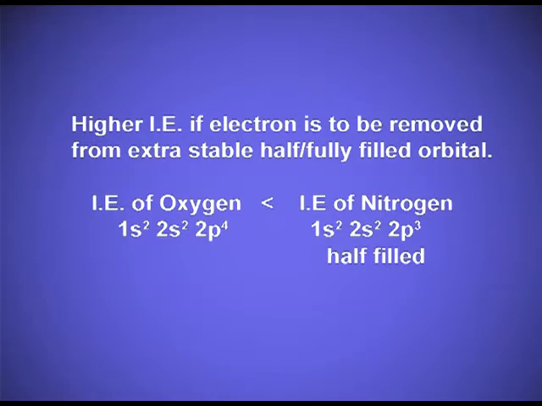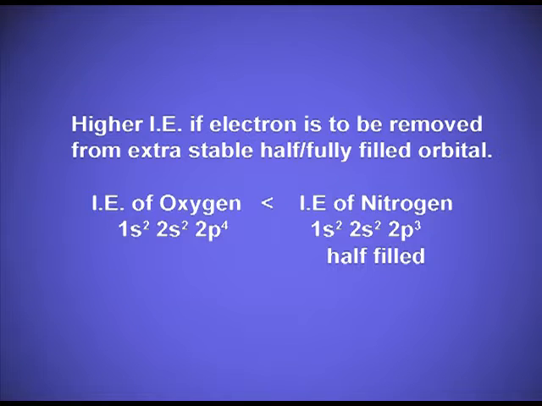The next thing which affects the ionization enthalpy is that if you are going to disturb a stable electronic configuration, that is either half filled or fully filled, it will need much higher energy. For example, we can compare the ionization enthalpy of oxygen and nitrogen. The electronic configuration of nitrogen is 1s2, 2s2, 2p3. p3 means it is half filled, extra stable.